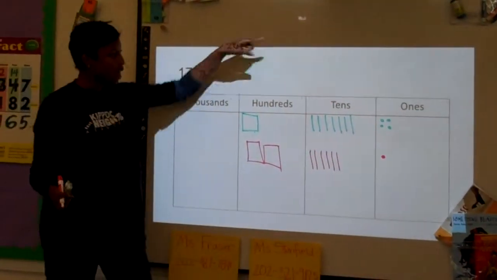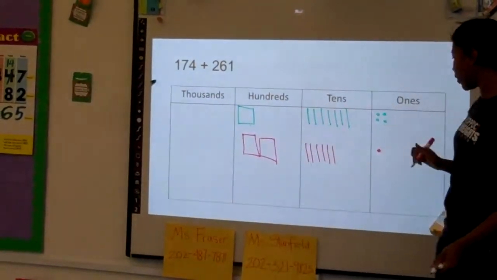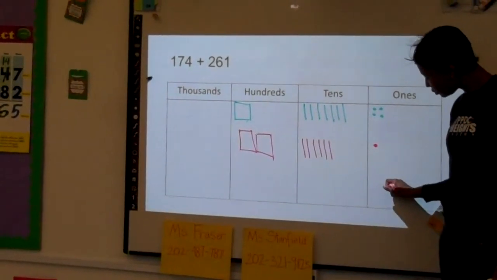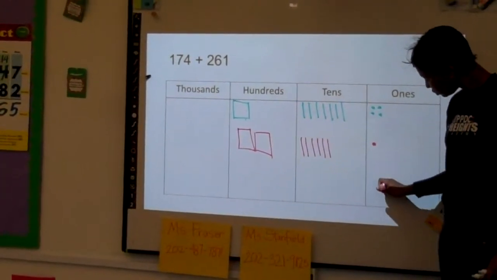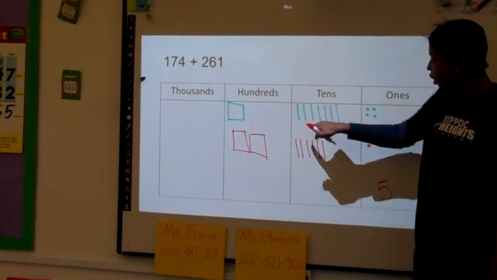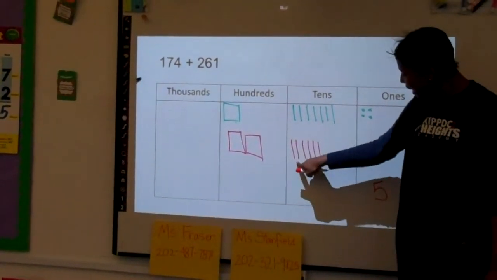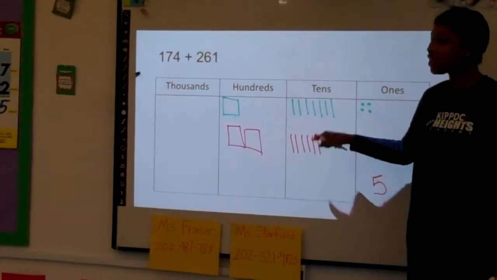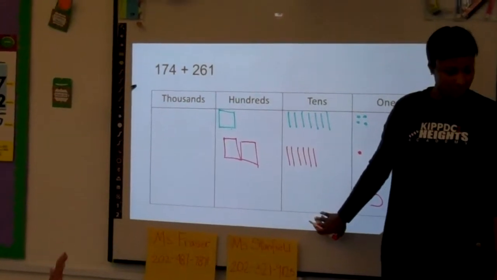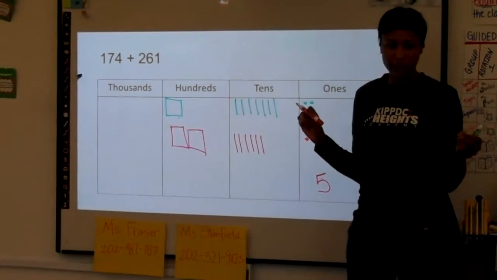I remember I always start with my ones to add. So I'm going to add my ones first. 1, 2, 3, 4 plus 1 is 5. Now I can count my 10s. How many 10s do I have? 1, 2, 3, 4, 5, 6, 7, 8, 9, 10, 11, 12, 13 10s. 13 10s is way too many. I can't write 13 down here, so I know I have to regroup them differently.